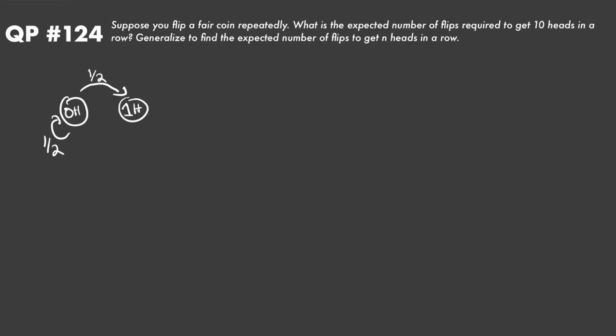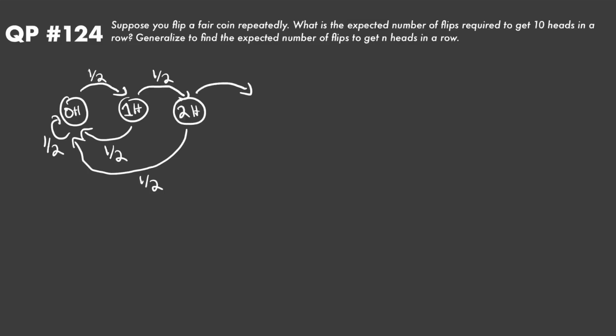Now from this state where I flipped 1 heads in a row, I have a 1/2 probability of flipping a tails, in which case I'd go back to the state where I flipped 0 heads in a row, and a 1/2 probability of flipping my second head, so I'll call that state 2h. From the state where I flipped 2 heads in a row, if I flip a tails with probability 1/2, I'll go back to the 0 heads state, and if I flip another heads with probability 1/2, I'm going to the state where I have 3 heads in a row.